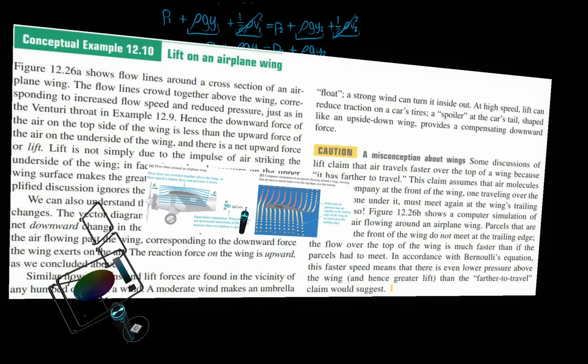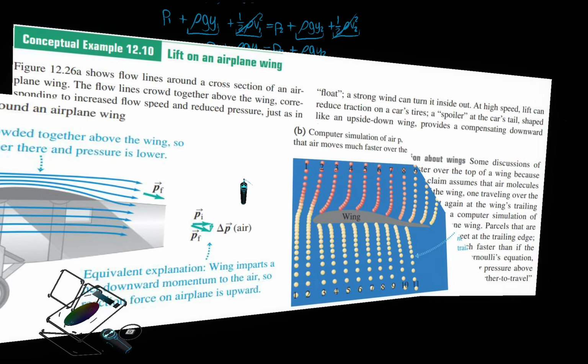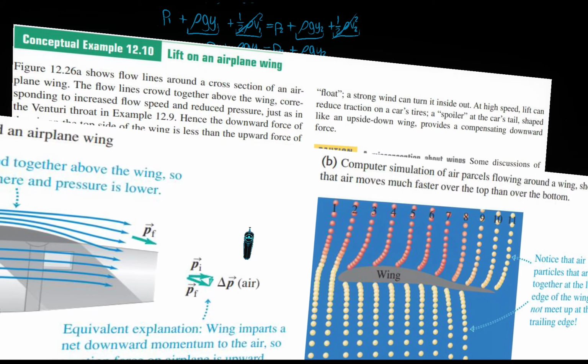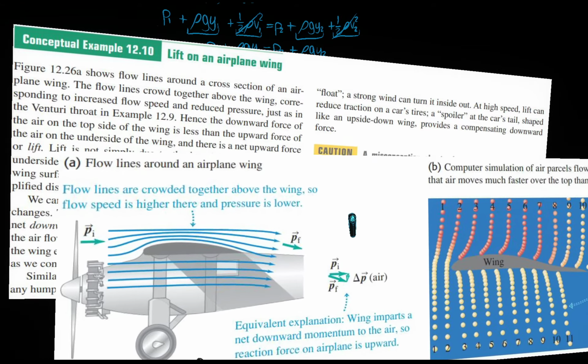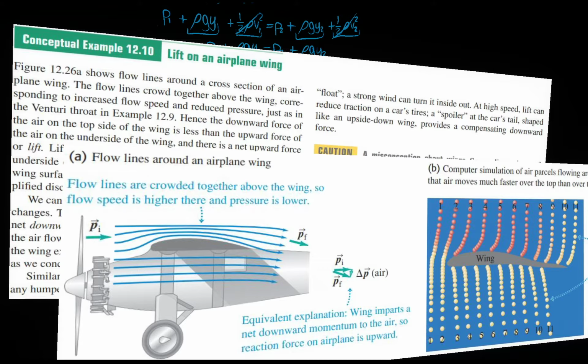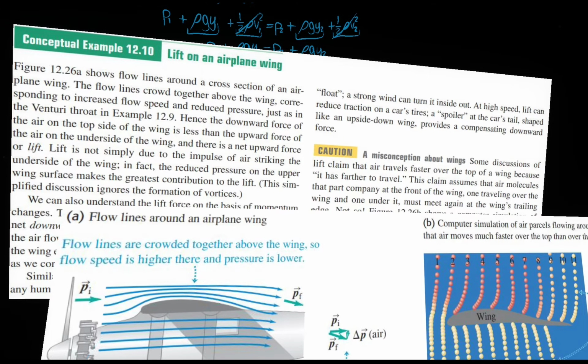This figure shows flow lines around a cross-section of an airplane wing. The flow lines crowd together above the wing, corresponding to increased flow speed and reduced pressure. Hence, the downward force of the air on the top side of the wing is less than the upward force of the air on the underside of the wing, and there is a net upwards force, or lift. Lift is not simply due to the impulse of air striking the underside of the wing. In fact, the reduced pressure on the upper wing surface makes the greatest contribution to the lift.